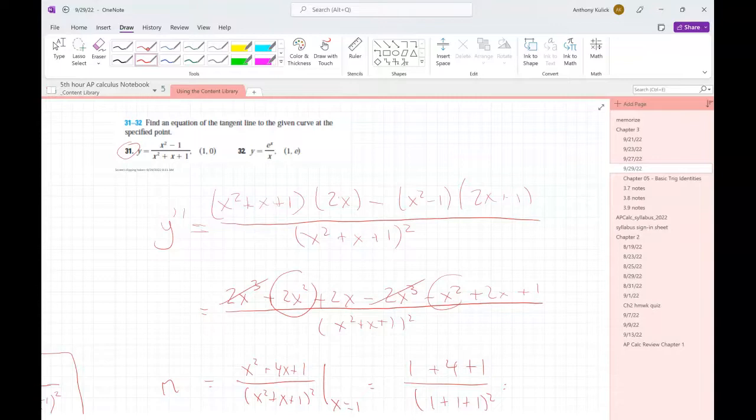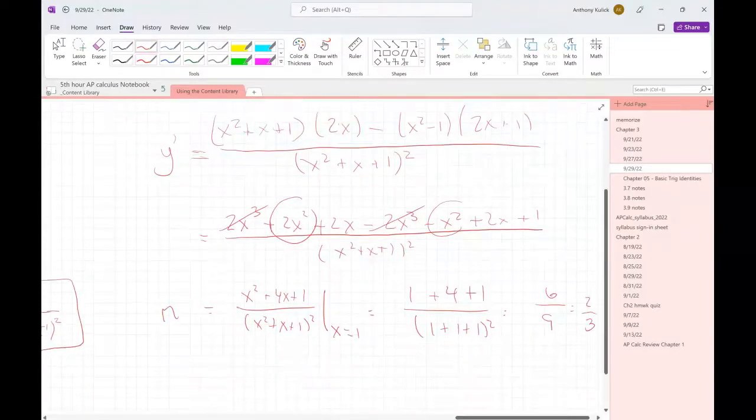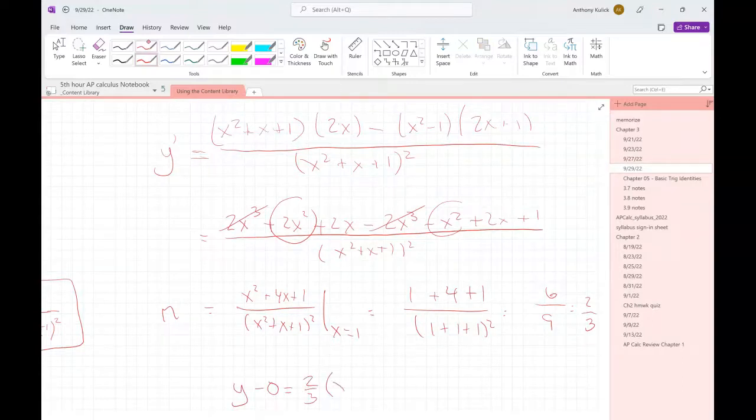Elvis? You're talking here? Yeah, that's just another notation for a derivative. Oh, sorry, 1. Thank you, yes. So the slope is 2/3. And then I have y minus y1 equals m times x minus x1. And that should be my answer.